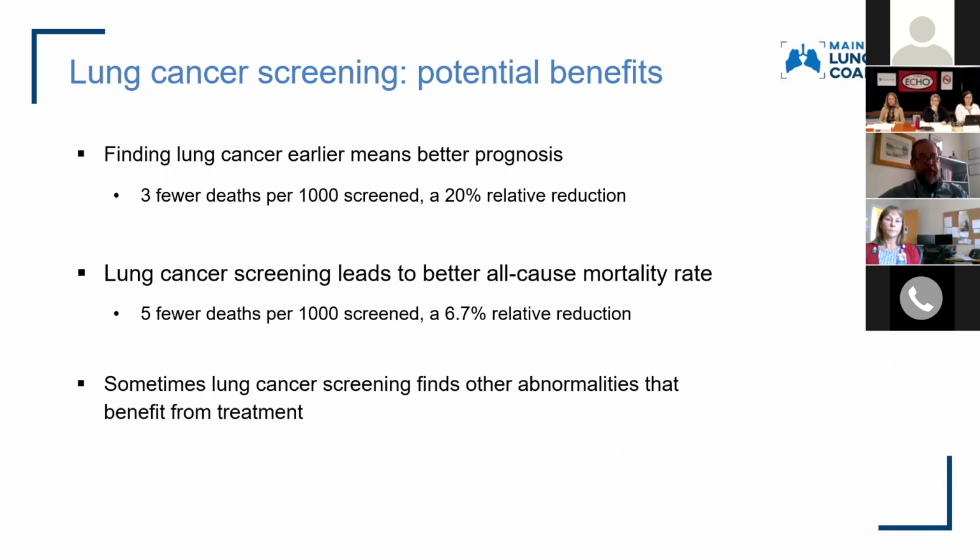death from all causes. This is important for reasons that I could get geeky about, but I won't unless somebody asks me a question. But this shows people who were screened compared to non-screened, 5 fewer deaths per 1,000, overall a 6.7% reduction in the risk of dying from any cause. And because the low-dose CT scan can find other things, sometimes other important things are found that benefit from treatment. That's probably why all-cause mortality is reduced by lung cancer screening.